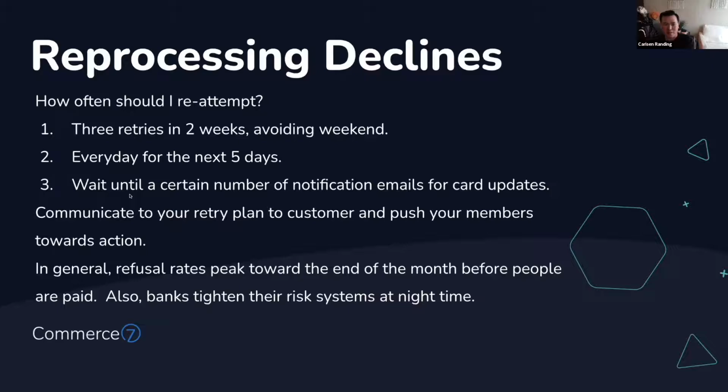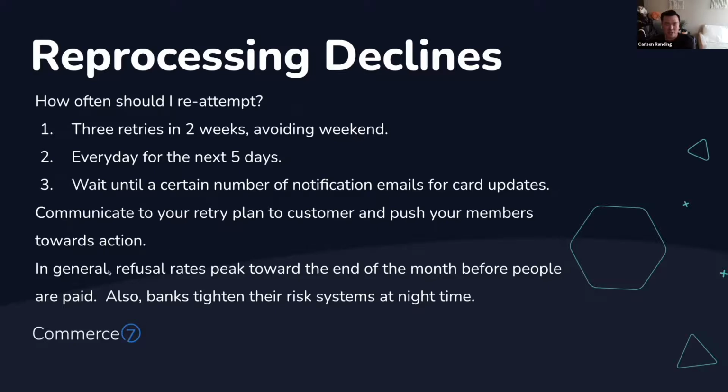And the third one, a little bit less intrusive, is waiting until a certain number of email notifications. You can receive email notifications for club membership updates and card updates, so you can set a threshold for the number of notification emails before you reattempt the package and capture those declines. You want to communicate your retry plan to your customers and try different tactics to push your members towards action and adding a new payment method.